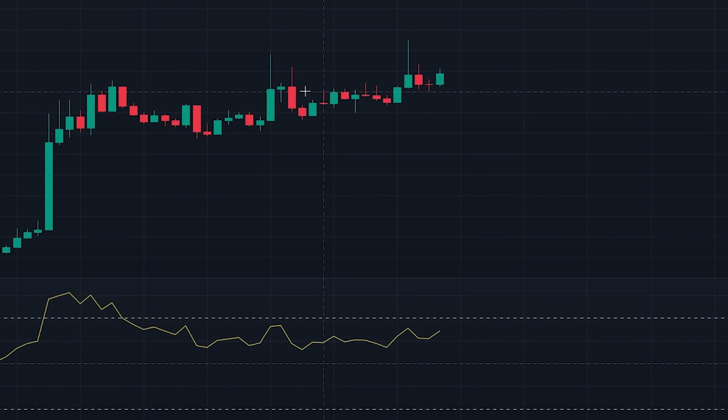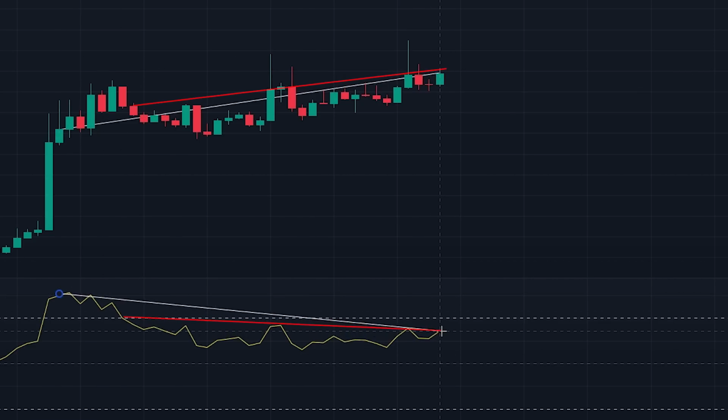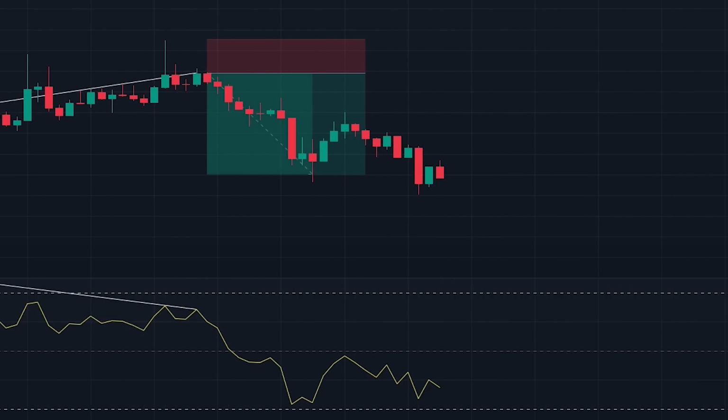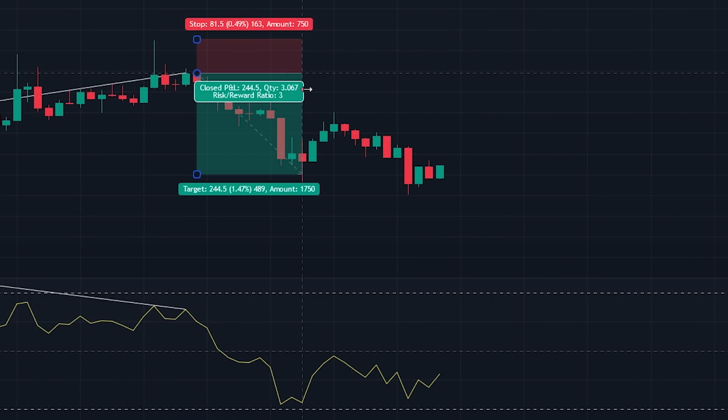Whenever the price of the asset is moving in the opposite direction of the RSI, this can be classified as a divergence. Here we see that the price is moving in the upwards direction, making higher highs. But when we look at the RSI indicator, we see that it's making lower highs. This is a bearish divergence. Based on this, we will enter into a sell position. As you can see, if we had entered into a sell position, the trade would have been very profitable.